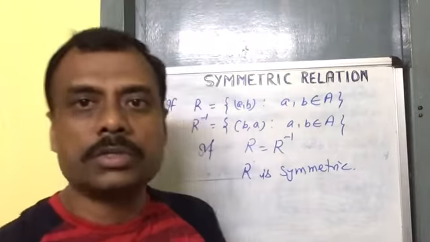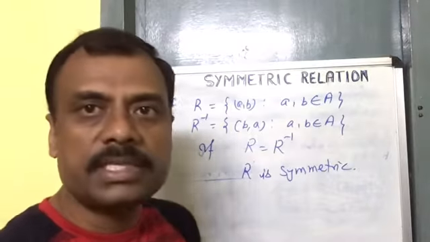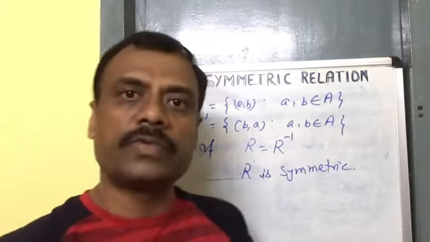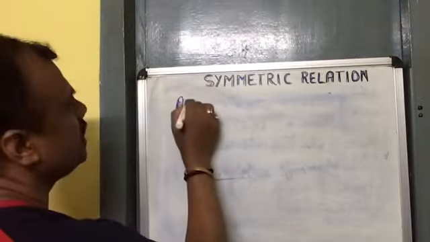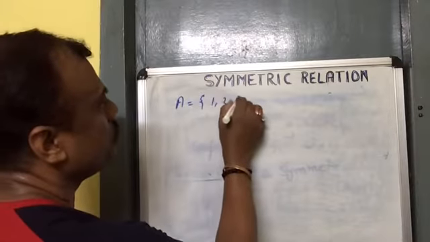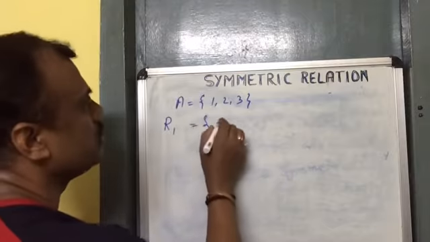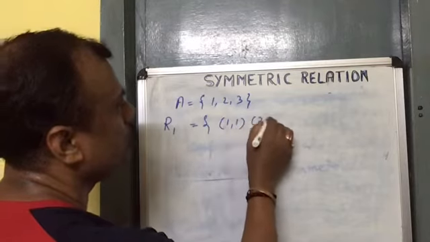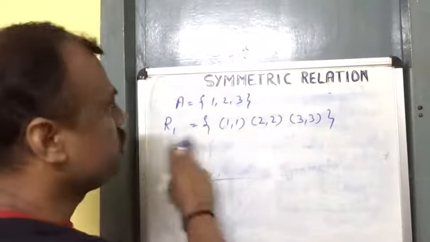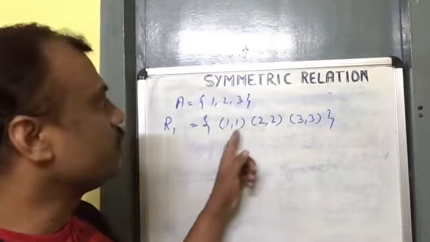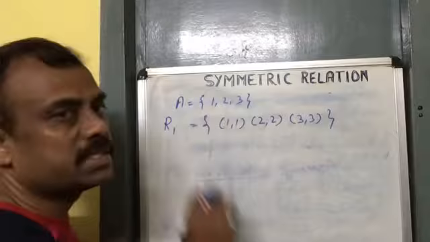Okay, so let us go on to solve some examples and apply these methods to verify whether the relations are symmetric or not. Take a non-empty set A having elements 1, 2, 3 and consider a relation R1 such that R1 has three elements: (1, 1), (2, 2) and (3, 3). So let us see whether this one is symmetric or not.